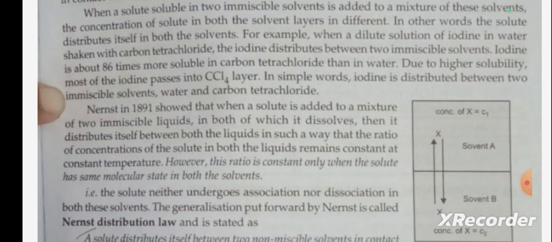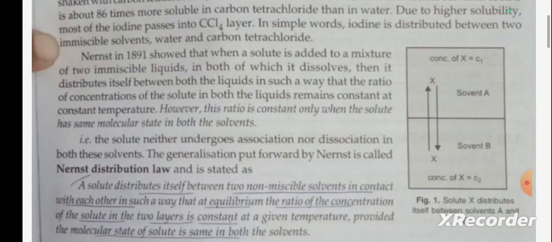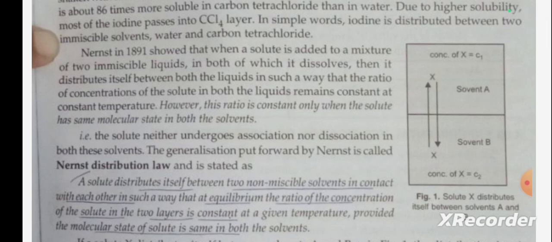For example, when a dilute solution of iodine in water is shaken with carbon tetrachloride, the iodine distributes between the two immiscible solvents. Iodine is about 86 times more soluble in carbon tetrachloride than in water. Due to higher solubility, most of the iodine passes into the CCl4 layer. In simple words, iodine is distributed between two immiscible solvents, water and carbon tetrachloride.